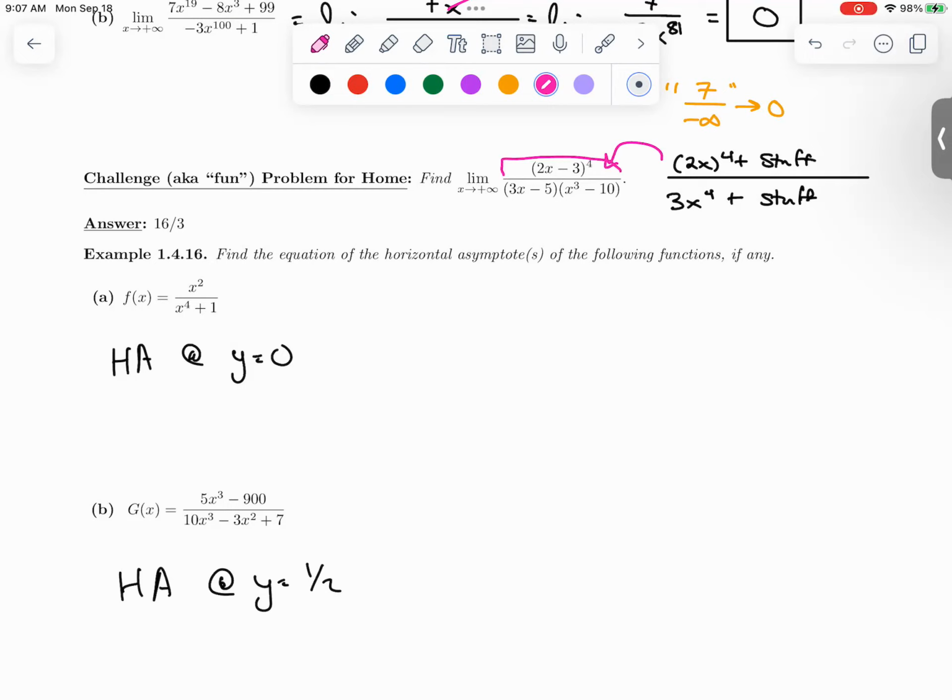And so using that should help you figure out why the answer is 16/3.